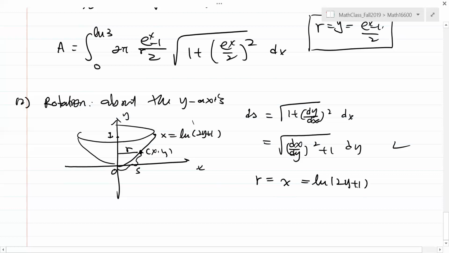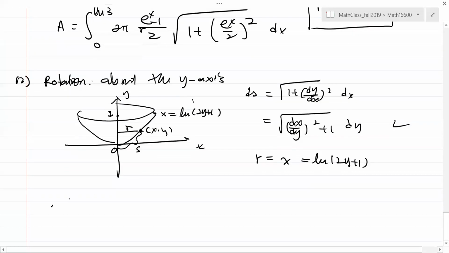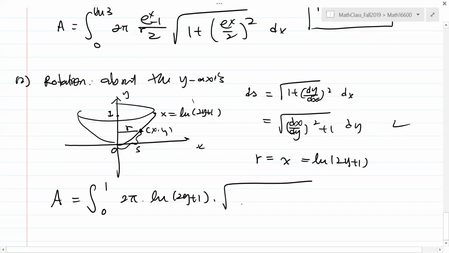Everything's fine now. So the surface area is going to be the integral, y from 0 to 1, 2 pi, R is going to be natural log of 2y plus 1, and this will be the derivative. It's going to be the square root of (2y plus 1) squared plus 1 dy. All right.